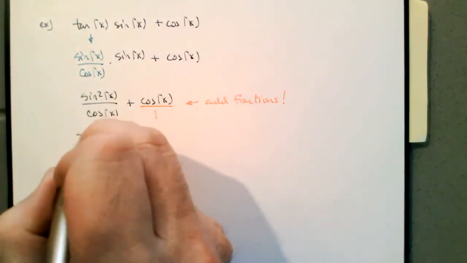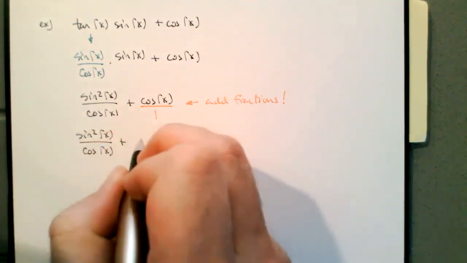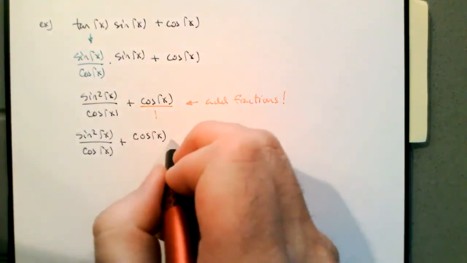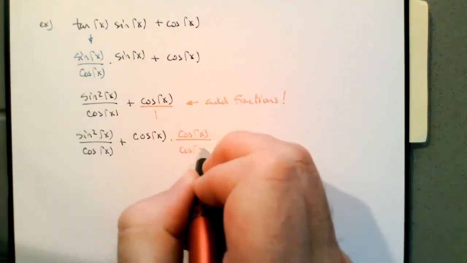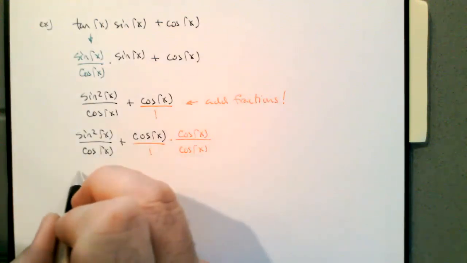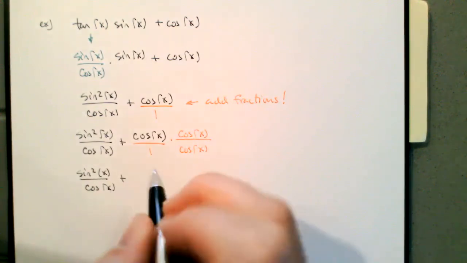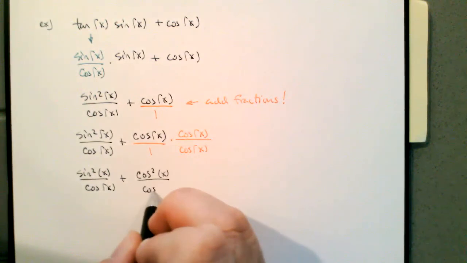Let's see what that gives us. So the denominator of this first fraction is cosine, and the denominator of this second fraction is just 1. But if I multiply by 1, great trick of mathematics, now I have a common denominator. And so now my expression looks like sine squared x over cosine x plus cosine squared x over cosine x.